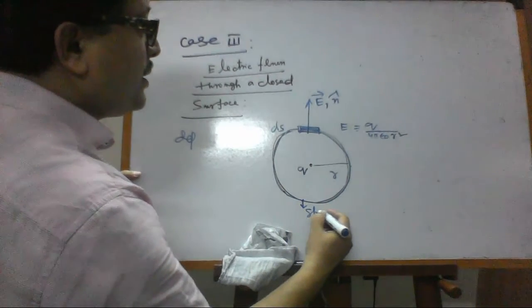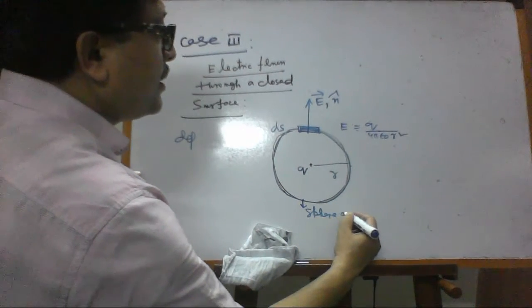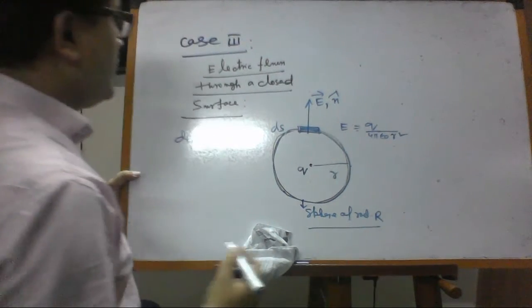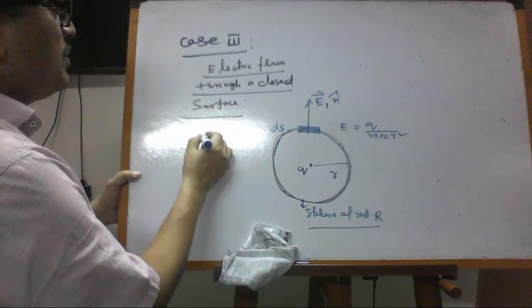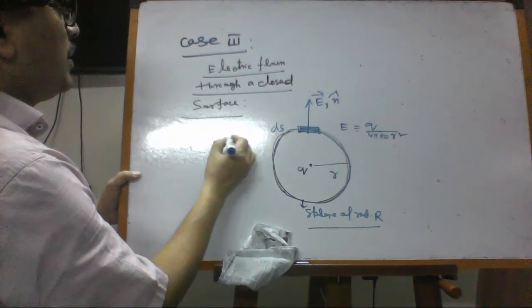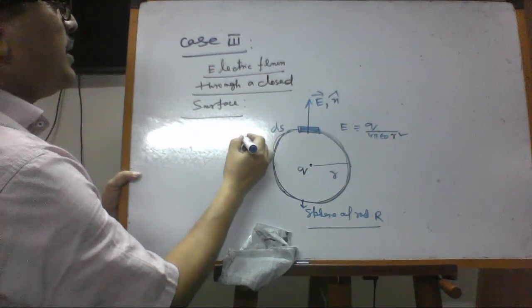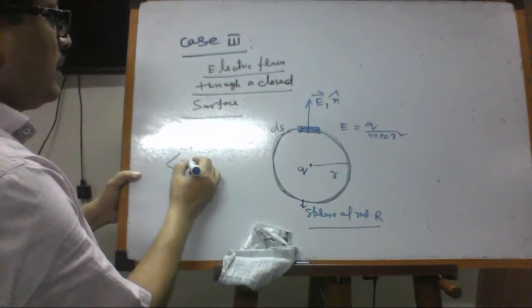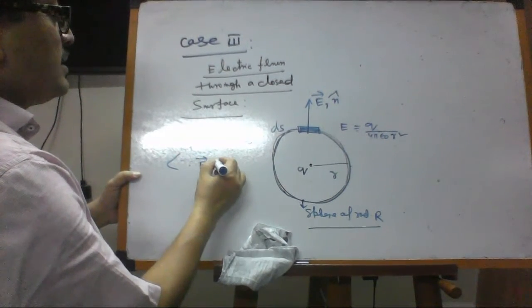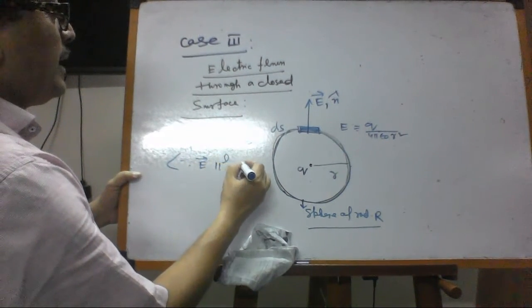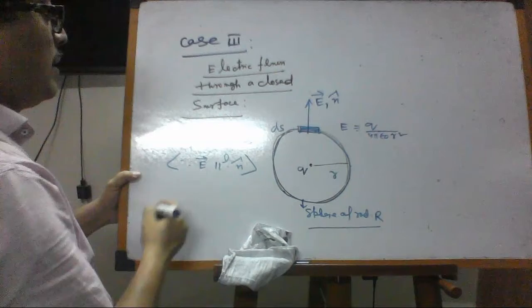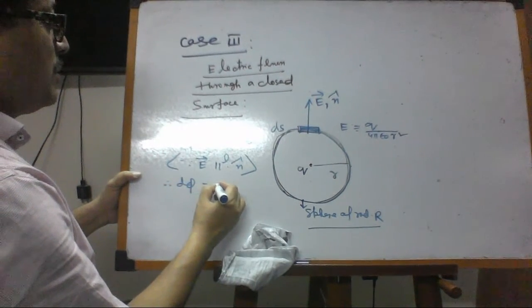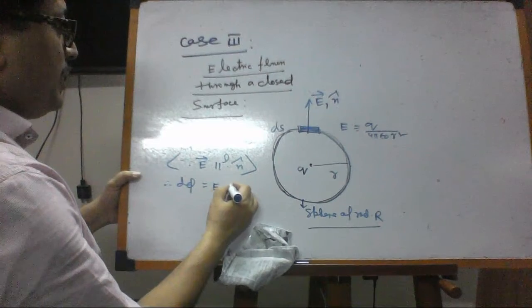This one is a sphere of radius r. So d phi will be equal to E into ds cos 0 degree. Why? Since E is parallel to n cap. So d phi equals E ds.